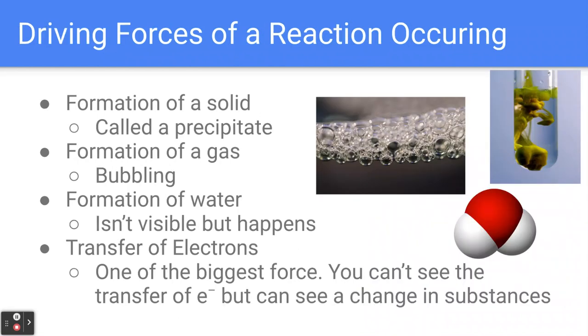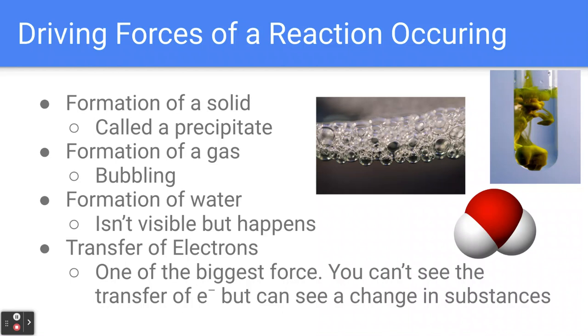So what are the driving forces of a reaction occurring? There are 4 different types of reactions that we can think of. You could have the formation of a solid. Again, that would be like this picture in the top right with the yellow. You are adding a liquid into a liquid, and when those react, you get a solid product being formed. You have formation of gas, which to us would look like bubbling. Formation of water, it's not visible, but it is still happening. And so for this, you would have an exchange of ions and water being produced. Typically, that's going to be an acid-base reaction.